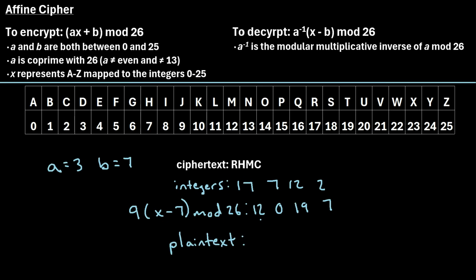So the last step to get our plain text is just to map these values back to their character values. So a 12, we can see that maps to M. 0, that maps to A. 19, that maps to T. And 7, that maps to H. So our plain text turns out to be math. So that is how you can encrypt and decrypt text using the Affine Cipher.